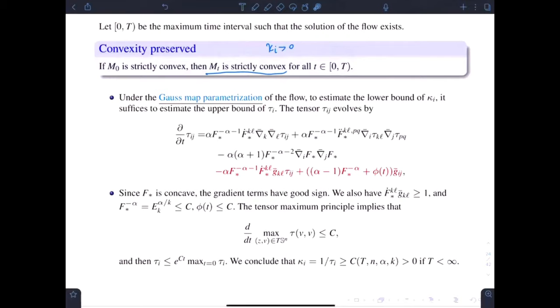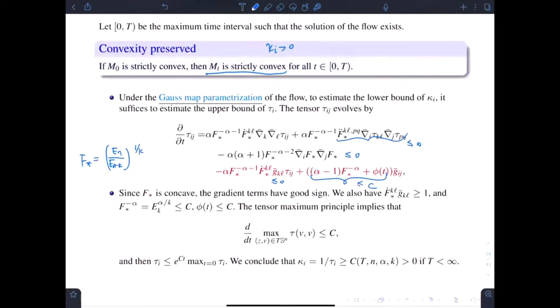We look at this evolution equation because now F star is concave. Now F star is E n over E n minus k to the power 1 over k. So this is a concave function. So we have this term is a good term, which is non-positive. And the third term is also non-positive. And this is non-positive. And finally, we can use the upper bound on F star, and plus the upper bound on phi t, to get that this term is bounded from above by a constant c.